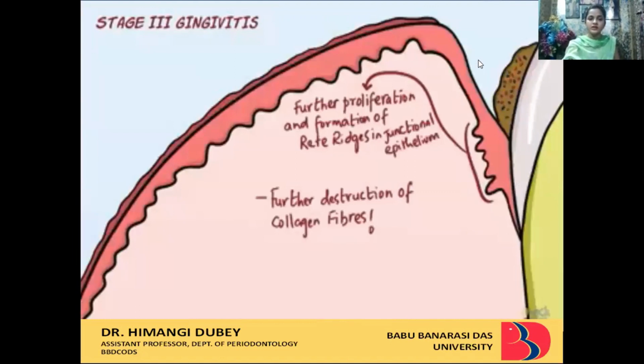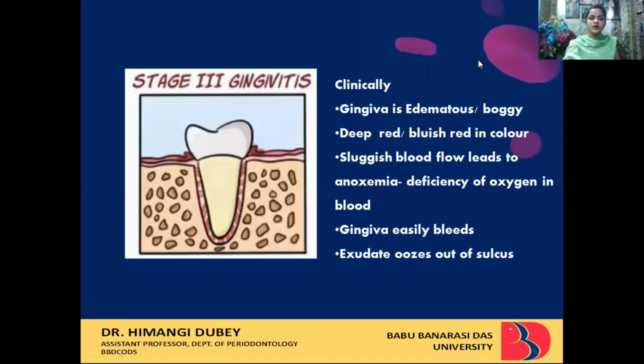Proliferation of rete ridges from the junctional epithelium into the connective tissue is more pronounced, and there is further destruction of collagen. Clinically, the chronically inflamed gingiva is edematous, boggy, and is deep, bluish red. The bluish hue is due to sluggish blood flow, which may cause anoxemia, or a deficiency of oxygen in blood. Gingiva easily bleeds, and exudate can be seen oozing out.